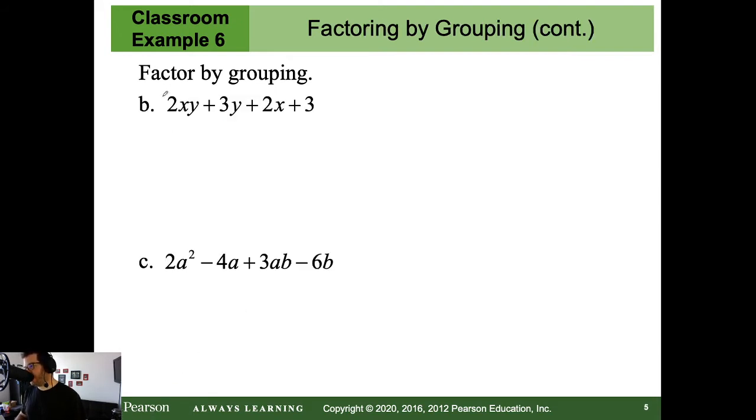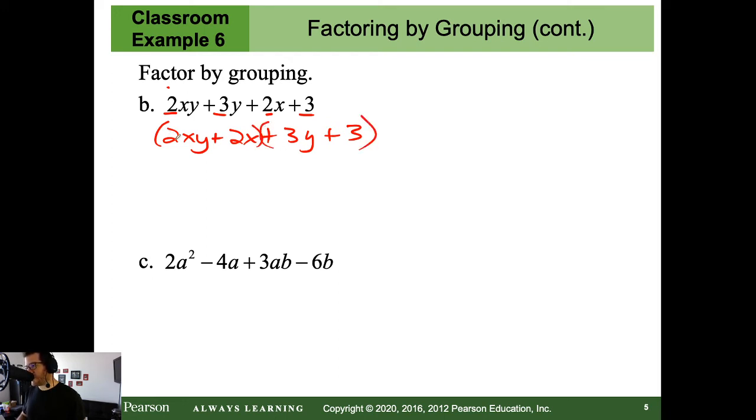Same thing with this one. Now, this one I'm going to switch around. It may be hard to see, but I see a 2xy and a 3y and a 2x and a 3. The first thing I notice is there's a 2 and there's a 3, so I'm going to rewrite this. I don't know what's going to happen, but the key is that we want to get whatever is inside the parentheses to be the same. Okay, so that's the key.